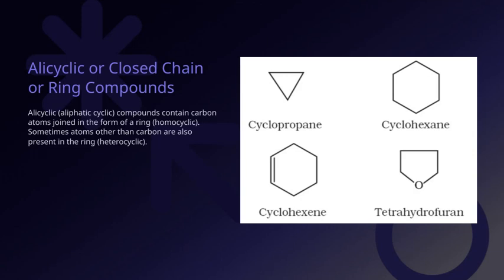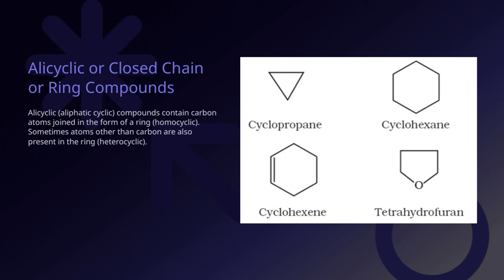All right, let's talk about alicyclic, or sometimes called aliphatic cyclic compounds. These are compounds where carbon atoms are joined together to form a ring structure, which is also known as homocyclic. Essentially, the carbon atoms are linked in a closed loop, creating a cyclic structure.